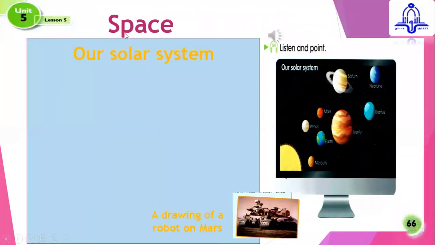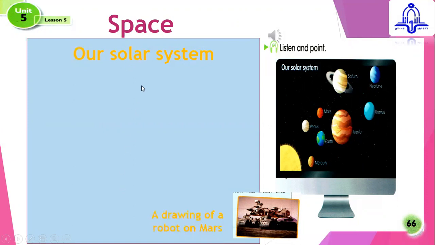Today I'm going to explain Lesson 5 of Unit 5 in your pupils book, pages 66 and 67. Our lesson today is very important. We will talk about space. سوف نتحدث في هذا الدرس عن الفضاء. Space, الفضاء. And also we will learn new words such as solar system النظام الشمسي. Our solar system, نظامنا الشمسي.